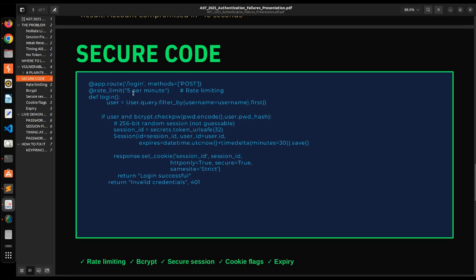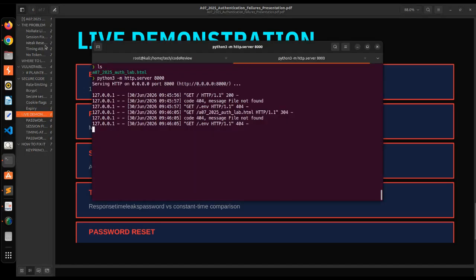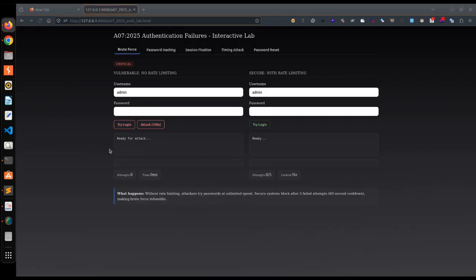Okay, so I built an interactive lab to show you exactly what I'm talking about. Let me fire it up here. This one. This is a vulnerable site on the left, with no rate limiting. Let me just try it a bunch of times.